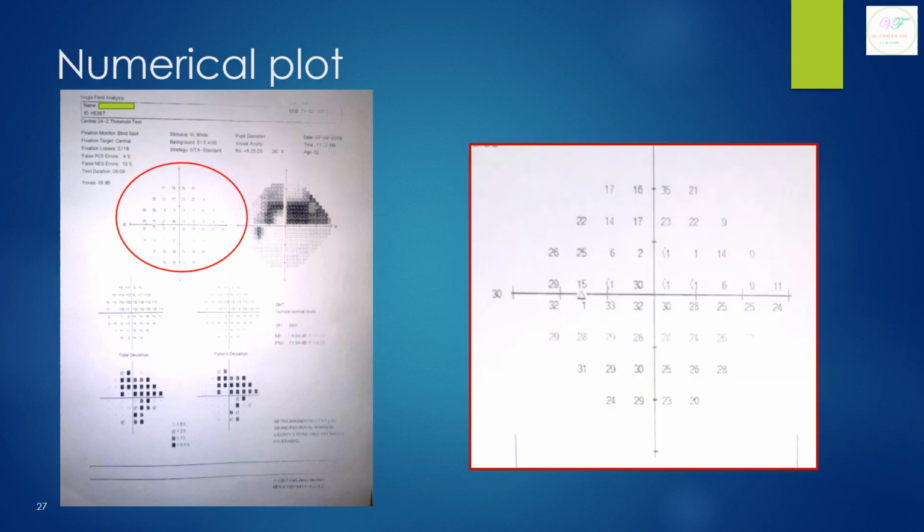Next, let us look at the numerical plot. In the numerical plot, you will have various numbers. This is the fixation point, and whatever sensitivity is tested at each point is represented here. When the sensitivity is 1, that means the sensitivity of this patient at this point is 1 decibel, and sensitivity 25 here represents 25 decibels, and this 32 means the sensitivity of that patient at this point is 32.